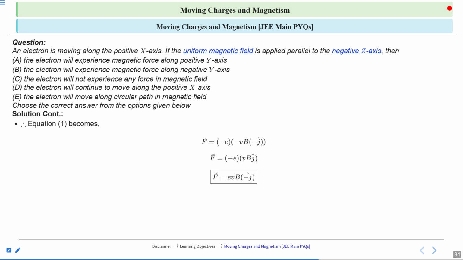What is minus j cap? j cap is the positive Y axis, so minus j cap is the negative Y axis. So now the force on the electron will be along the negative Y axis. Which statement is it? Statement B: the electron will experience magnetic force along the negative Y axis. Got it?